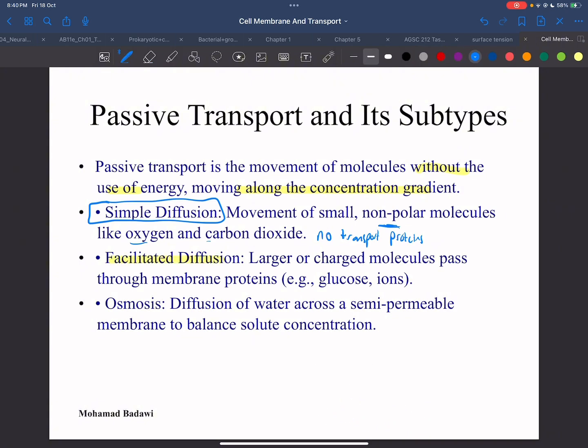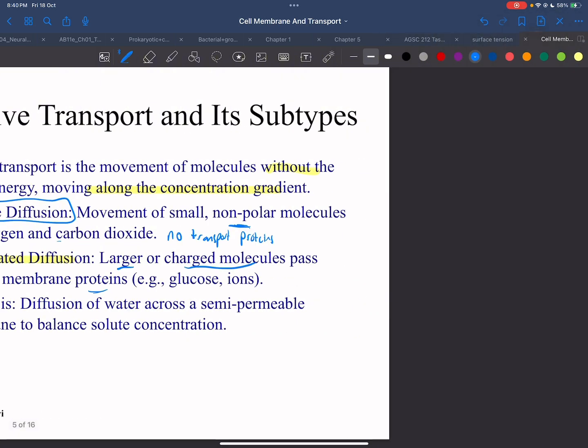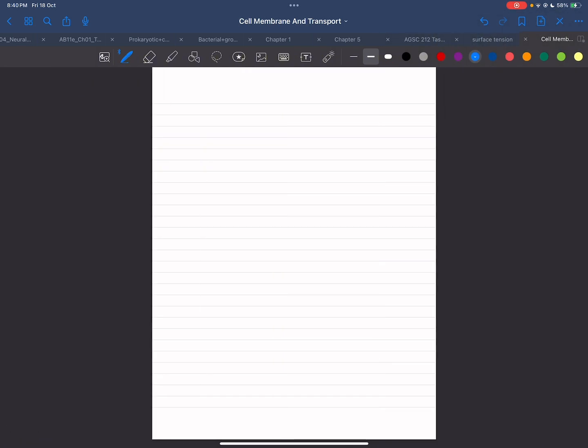Facilitated diffusion carries larger or charged molecules through the membrane using proteins. So why do we need proteins? Because we said large molecules and ions are a problem, the hydrophobic region does not want to interact with them. So we have two types of proteins. Let's talk about facilitated diffusion even more. We can call it facilitated diffusion or controlled diffusion.